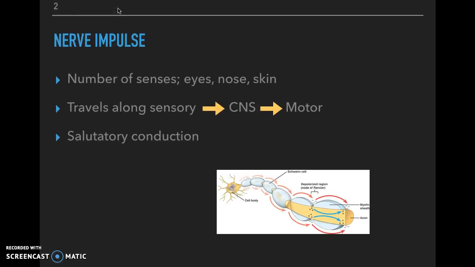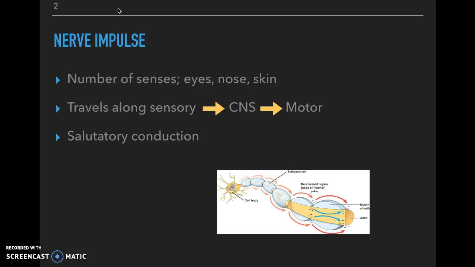So the nerve impulse starts with our sense organs, which are our eyes, the nose for smell, and skin by touching things. This travels along the sensory neuron into the central nervous system, which sends an impulse down the motor neuron, and then this gets onto the neuromuscular junction, which is the gap to jump, and this is carrying the information.